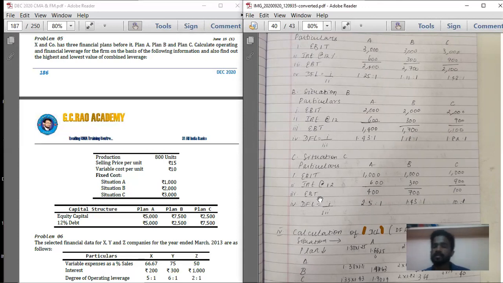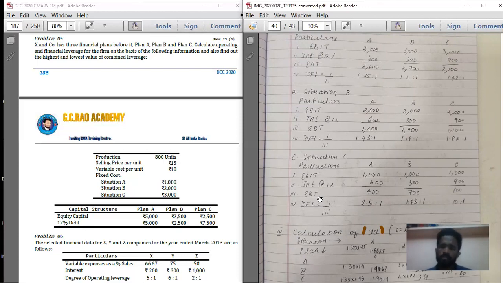Below that, small roman number 2, interest at the rate of 12%. So copy the interest from the above table, that is 600, 300, 900 within bracket. Now total it. Below that, small roman number 3, EBT. So 1000 minus 600 is 400 under plan A, plan B 1000 minus 300 is 700, and plan C 1000 minus 900 is 100.